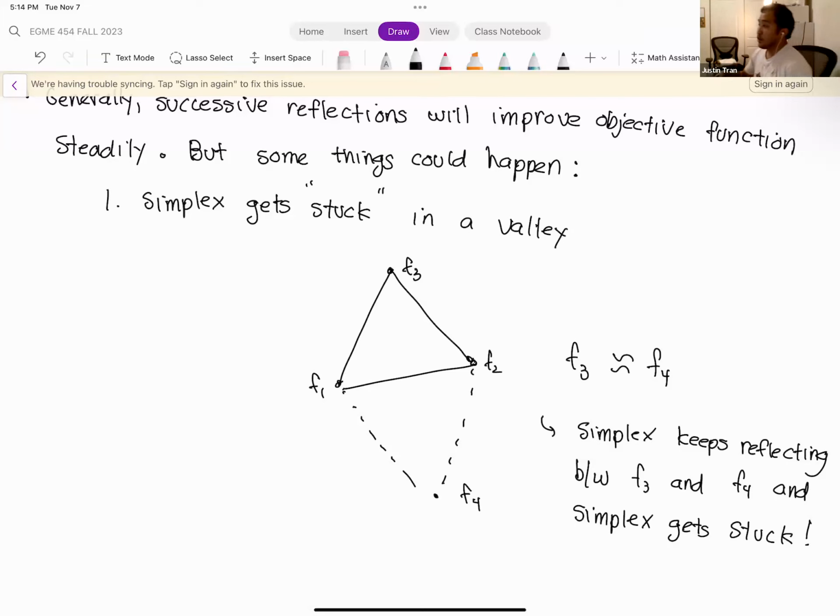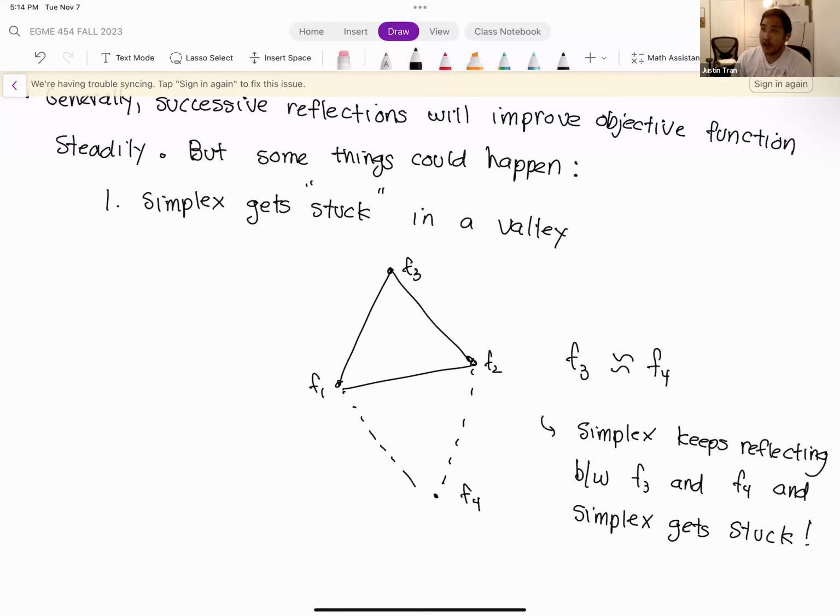In this case, you need to do something to break out of that cycle. There are a few things you can do. On the one hand, instead of kicking out the worst point, you can try kicking out the second worst point and see if that breaks the cycle. Sometimes that can be enough to break you out of this valley and continue on with the rest of the algorithm.